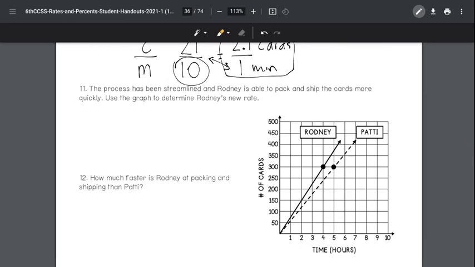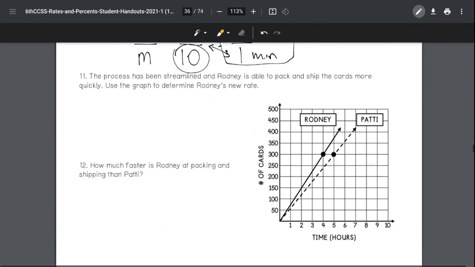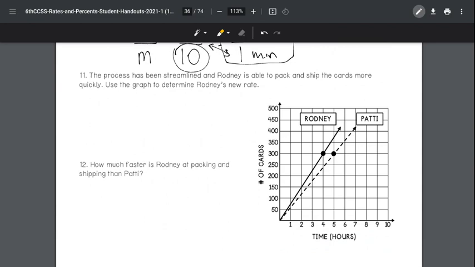Number 11. The process has been streamlined, and Rodney is able to pack and ship the cards more quickly. Use the graph to determine Rodney's new rate. Alright, so Rodney has the solid black line on our graph, and there's a dot. A dot is what we need. What does that dot tell us? Rodney can pack 300 cards in 4 hours. Cards in hours.